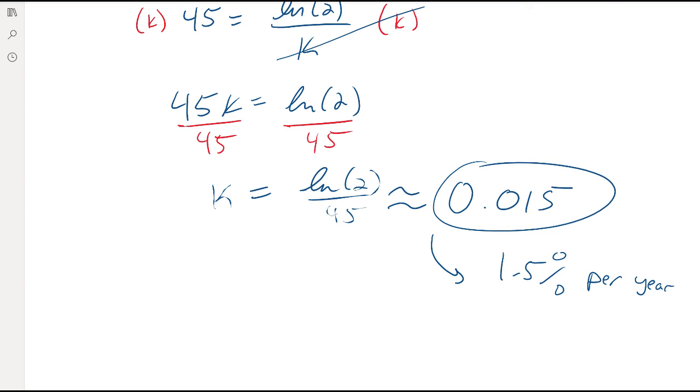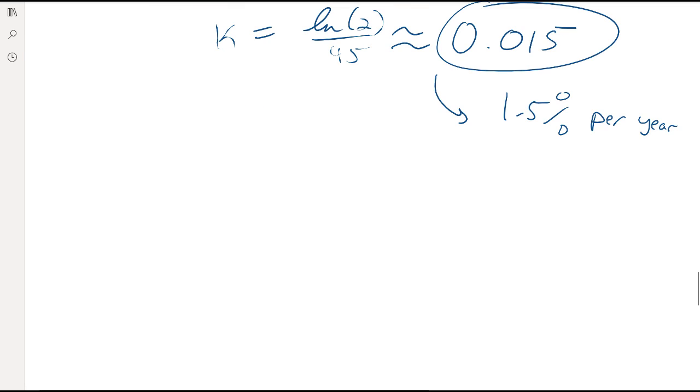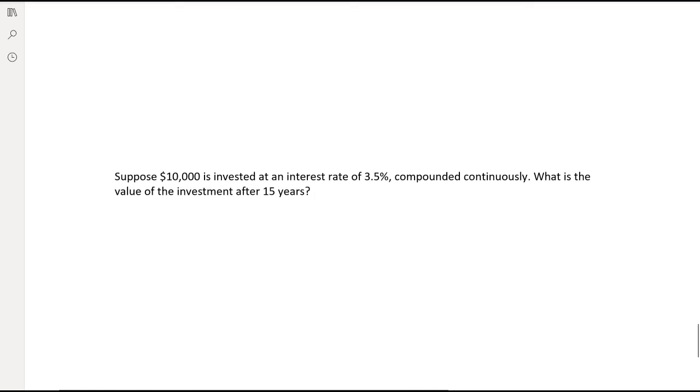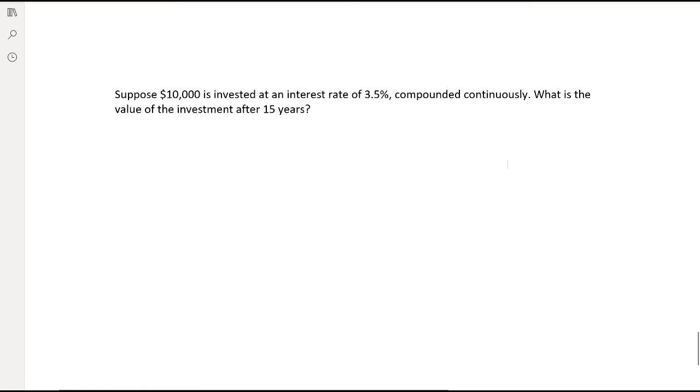Okay, one more question. Suppose $10,000 is invested at an interest rate of 3.5% and we are compounding continuously. What is the value of the investment after 15 years? All right, so first of all, in a previous video, when we talked about exponential functions, we went over discrete compound interest. Now we're going to get into continuously compounded interest.